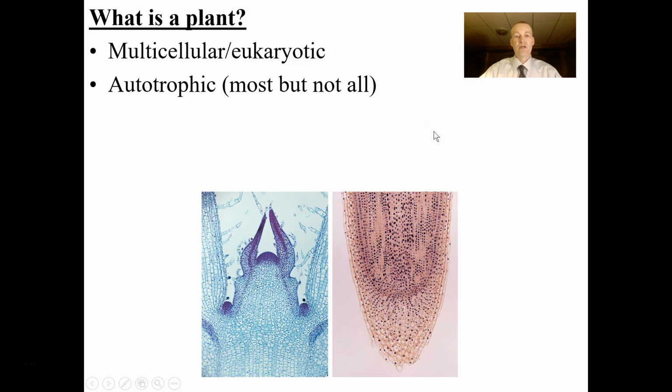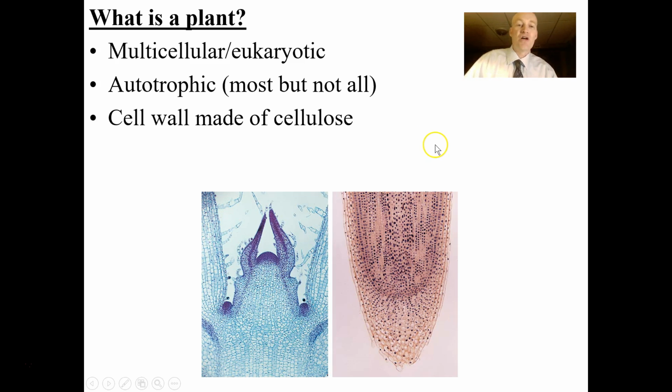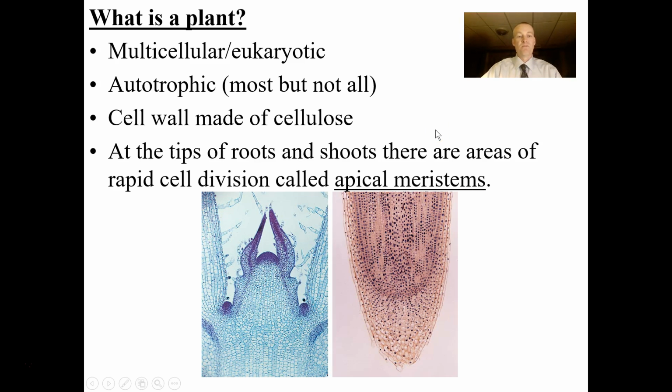They are autotrophic, so most of them produce their own food, but some of them are truly parasitic, where they suck the juices out of other plants and rely on other creatures in order to survive. But most are autotrophic. The cell wall is made of cellulose, so this outer protective covering around all their cells is made out of cellulose, and that's different than fungi. Fungi have chitin that makes up their cell wall.